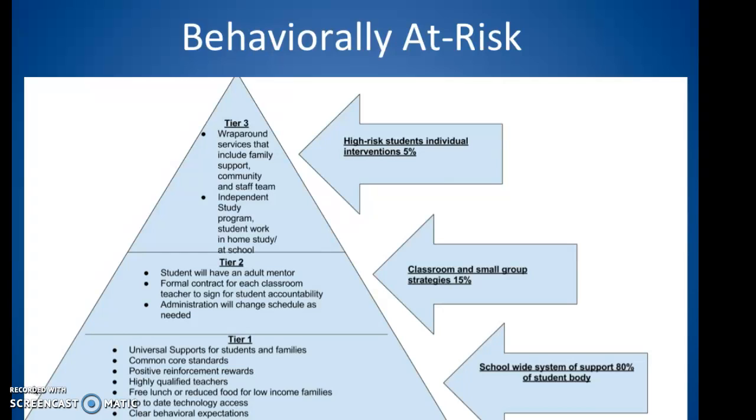For the behavioral at risk pyramid, Tier 1 is the same as the last one, we have the universal supports for the families. Tier 2 is where it changes. Students will have an adult mentor, someone that they can check in with on a day-to-day basis to see how they're doing, someone that needs to have a really strong relationship with them. And then they can have a formal contract where they check in with their classroom teachers to make sure that they're on task and doing what they say, and this can hold them a little bit more accountable.